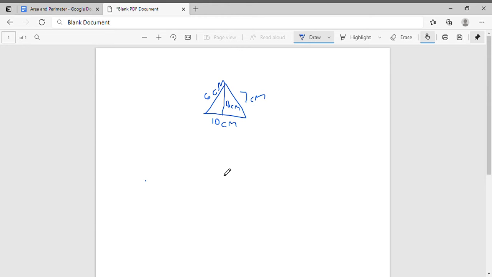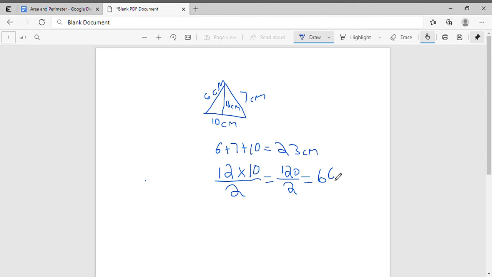So here, perimeter is straightforward, just add all the sides. 6 plus 7 plus 10. When we do this, we get 23 centimeters. For area, we're going to multiply base times height and divide by 2. And we're going to get 120 divided by 2. And when we do this, we are going to get 60 centimeters squared.